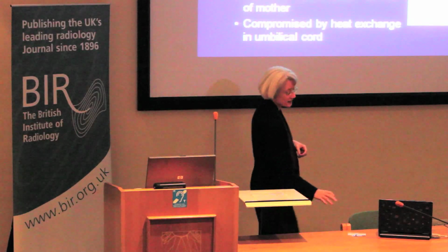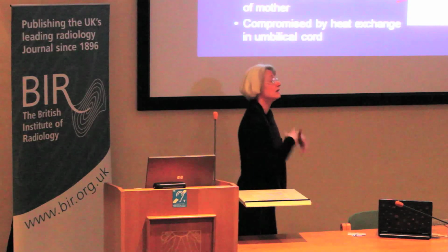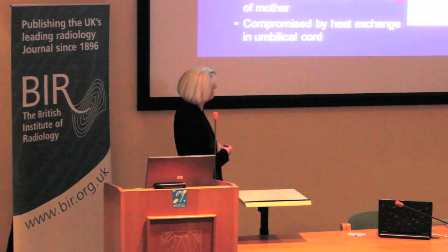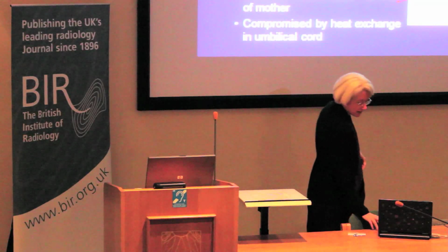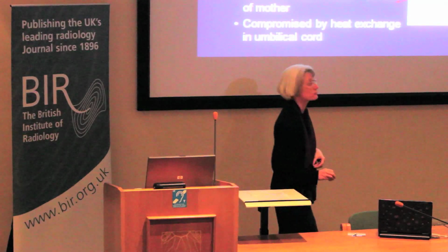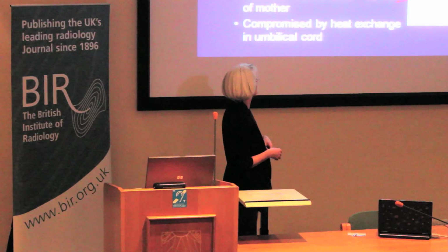You can lose heat by conduction and convection through the uterine wall, but that would be much less than it would be across the maternal skin because of the surrounding temperature, 37 degrees C. The main way you'll lose heat is by blood flow through the placenta, so transfer of heat from the fetal blood to maternal blood in the placenta. But the problem with that is, of course, the maternal blood's at 37 degrees C, so it's still only a small temperature gradient to cause heat to flow from the fetus to the mother.